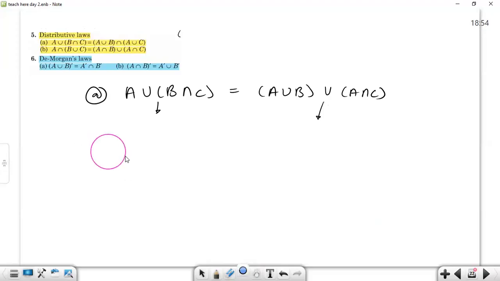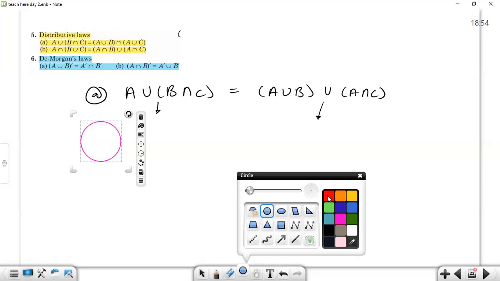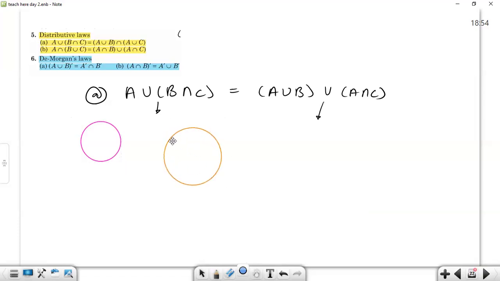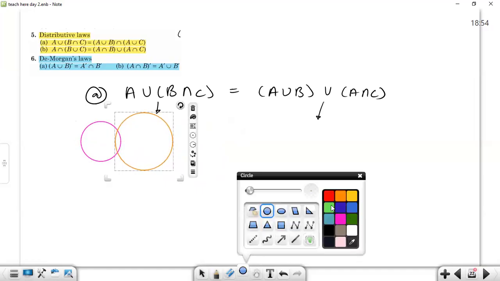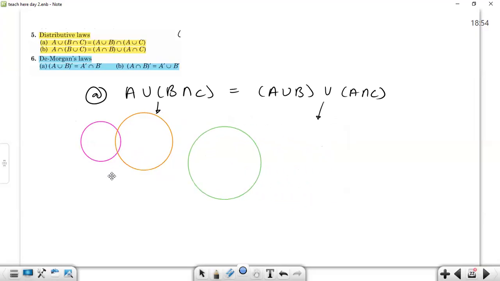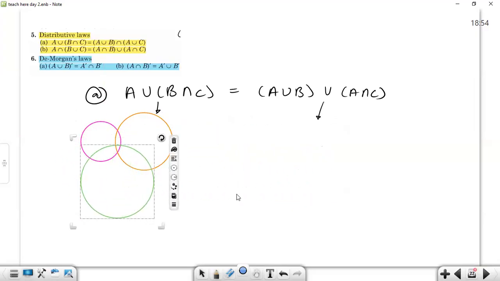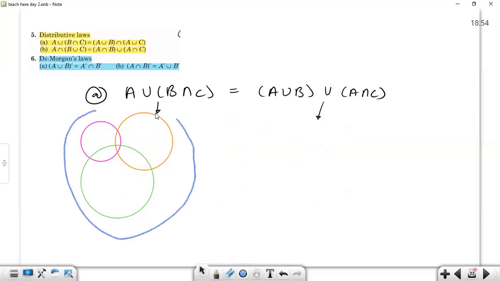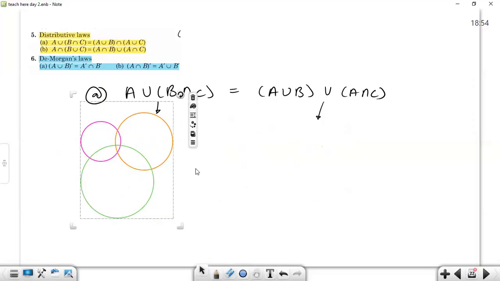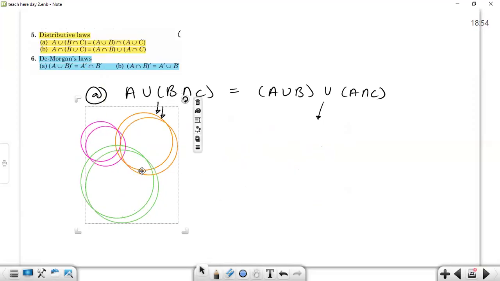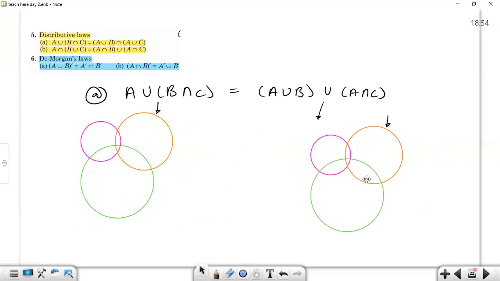Circle set A. Set B. Set C. And similarly, sets A, B, and C are going to remain the same for the other side also. So let's utilize our method by copy pasting.